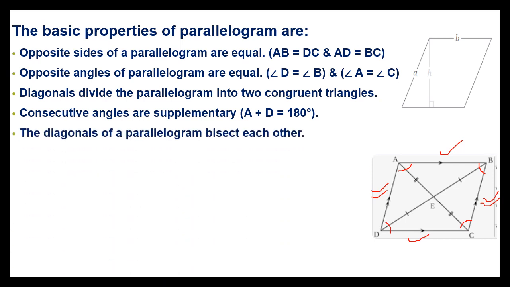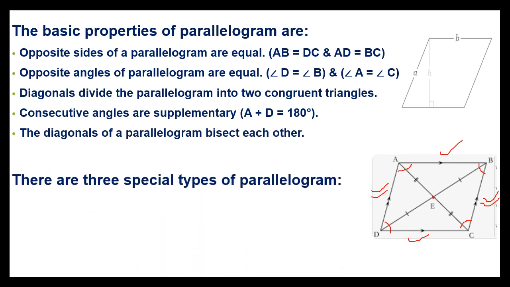The diagonals of a parallelogram bisect each other. So if diagonal BD and diagonal AC intersect at a point, that is point E, then DE is equal to BE and AE is equal to CE. The two diagonals intersect each other at point E and their parts are equal. So we say diagonals bisect each other.